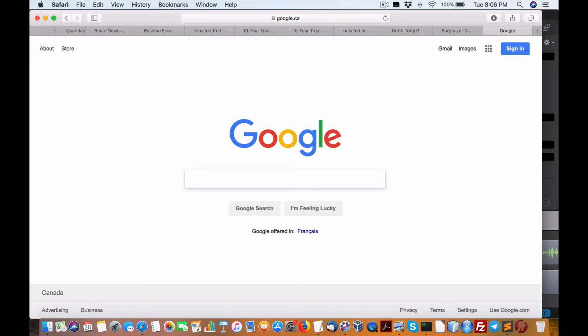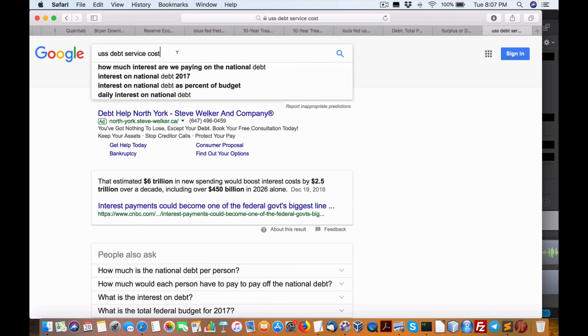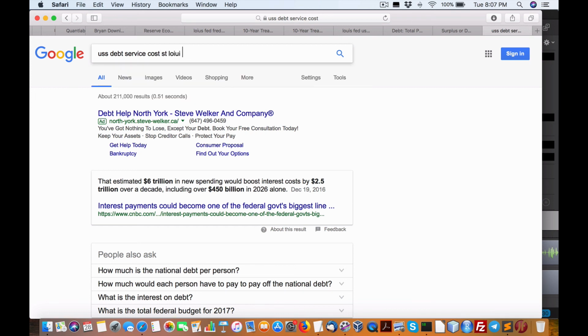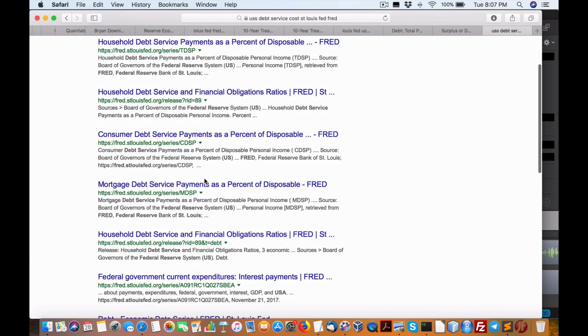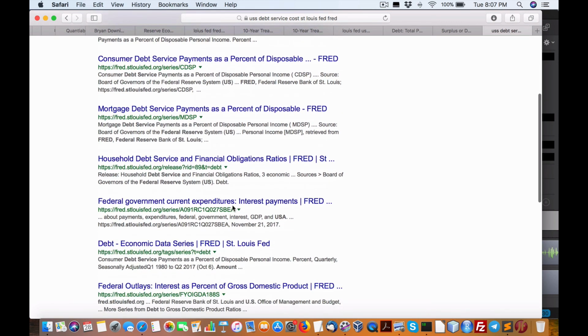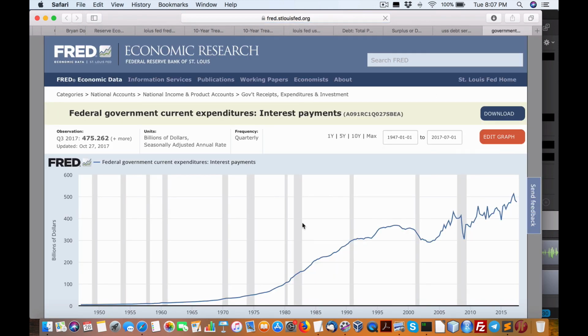I don't know where to get this information. U.S. service debt, service cost. Maybe there's a chart. Let's see, St. Louis Fed. Now, I would think that the Fed would track this, wouldn't you? Household debt, we don't care about that. Consumer debt, we don't care about that. We care about federal current expenditures, interest payments. Boom, there we go.